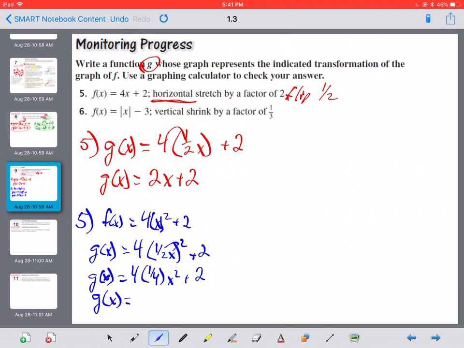And now x squared plus 2. And then it goes, 1/4 times 4 is 1. So it's just x squared plus 2. So you can see how you get different things if it's a different family of information.